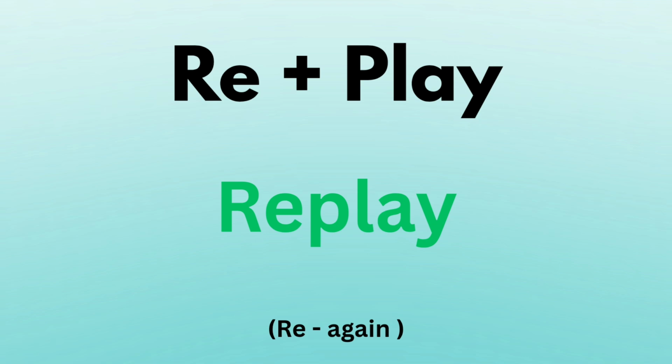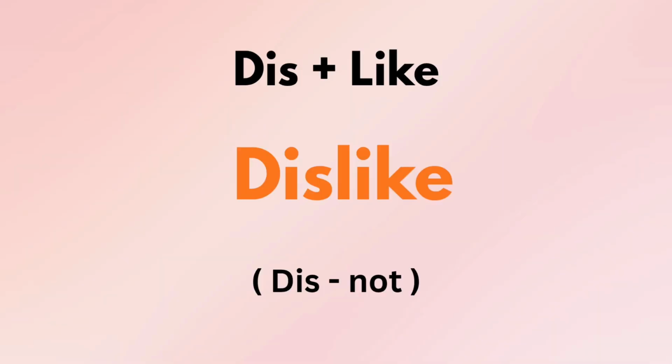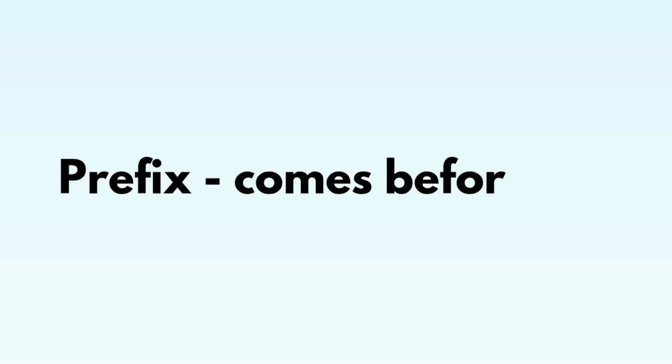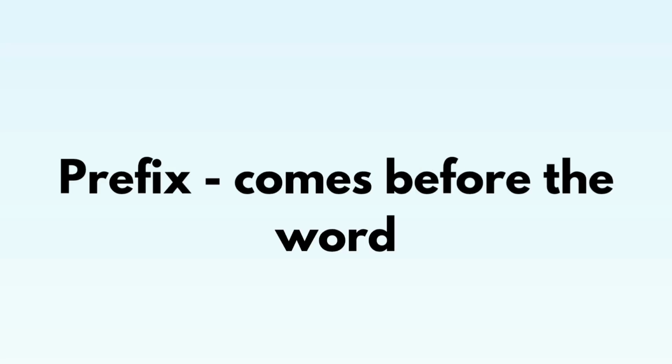Re plus play. Replay. Re means again. Dis plus like. It makes dislike. Dis means not. Miss plus place. It makes misplace. The meaning of miss is wrong. Remember, prefix comes before the word.